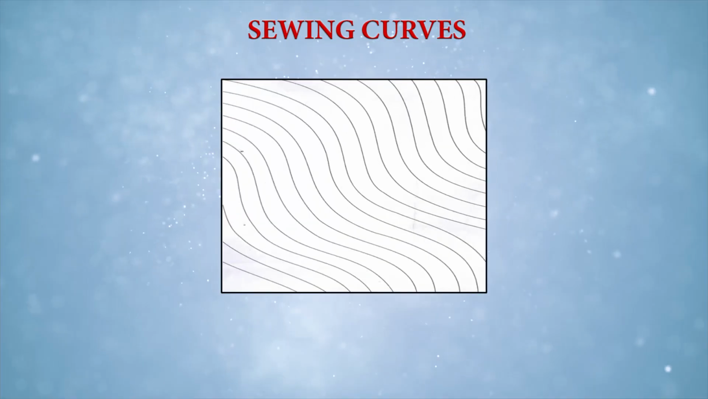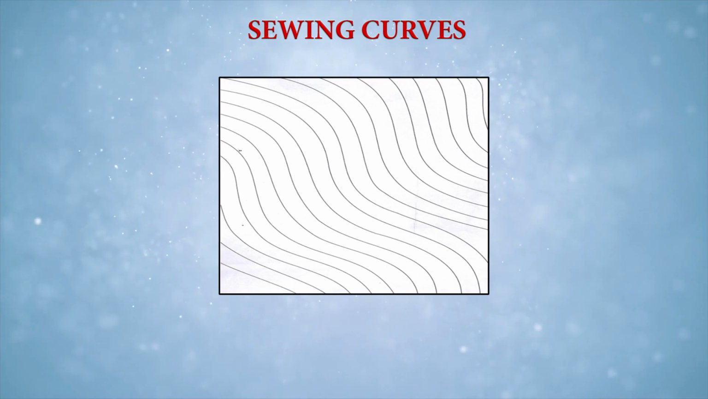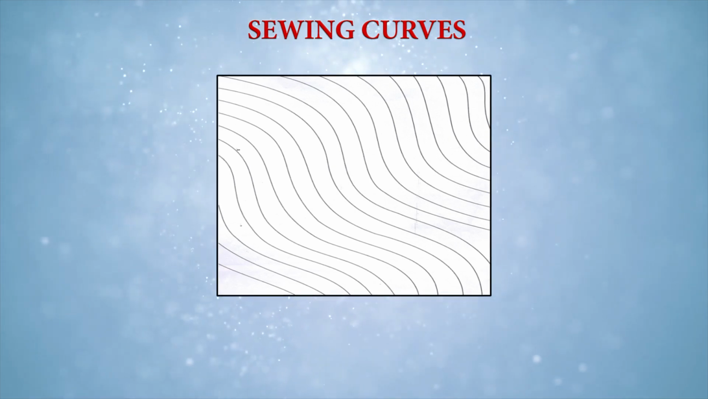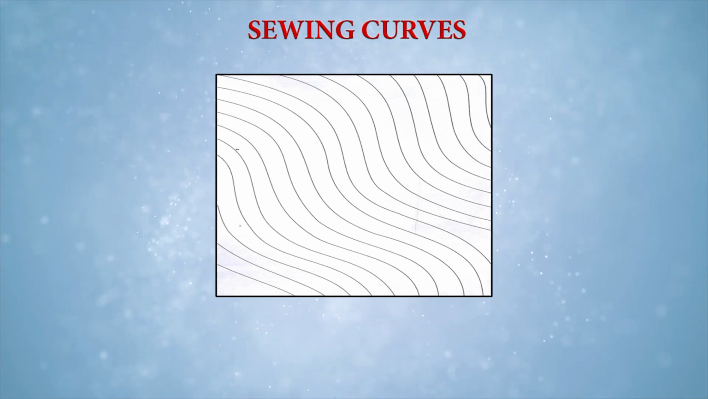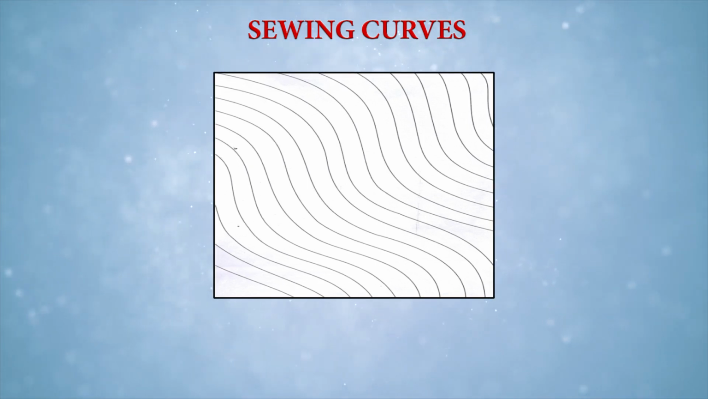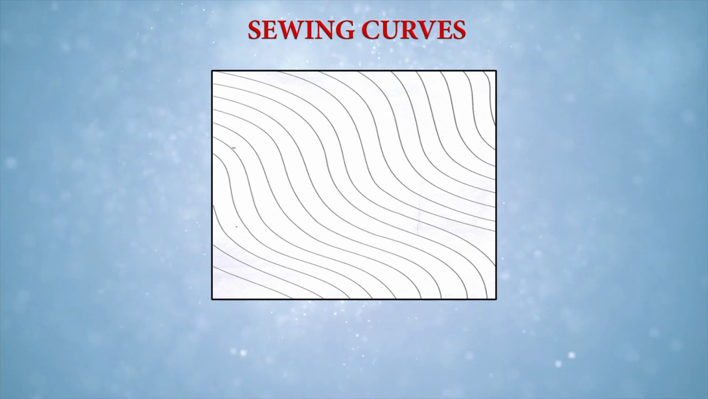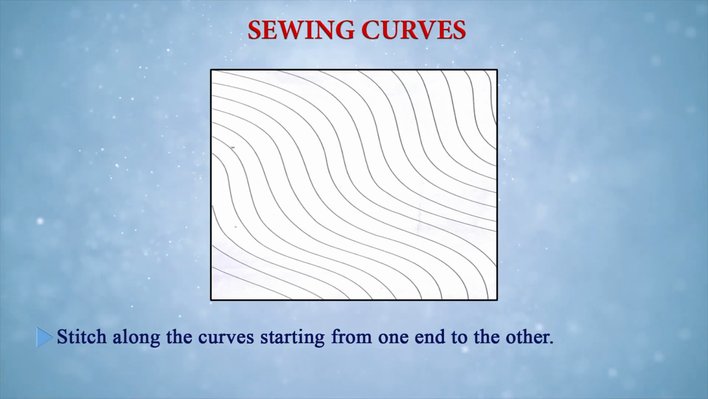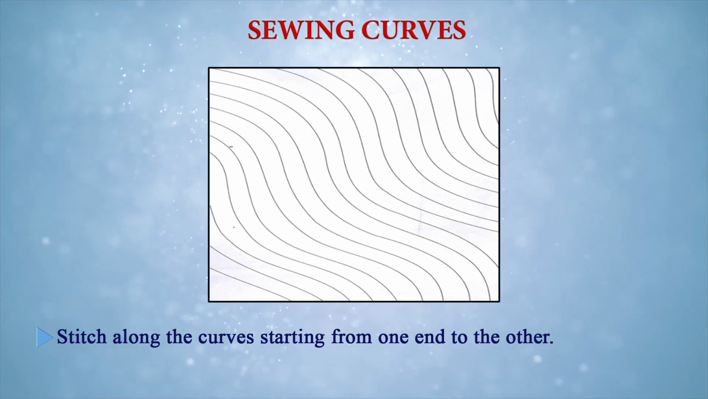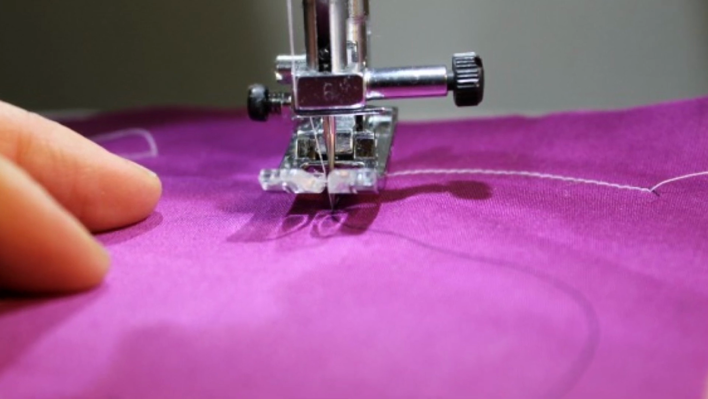For sewing the curves, you can draw these types of lines on a piece of paper and then practice sewing the lines without removing the needle or the paper after every line. Just start from one end and move the paper as the line goes, without taking the fabric out from the needle, and just keep going along the lines. Stitch along the curve from one end to the other end and keep on moving.